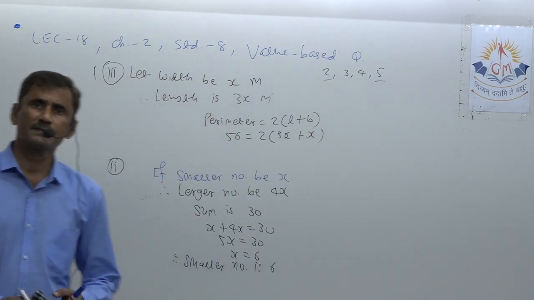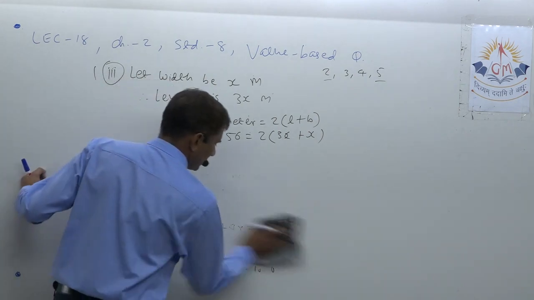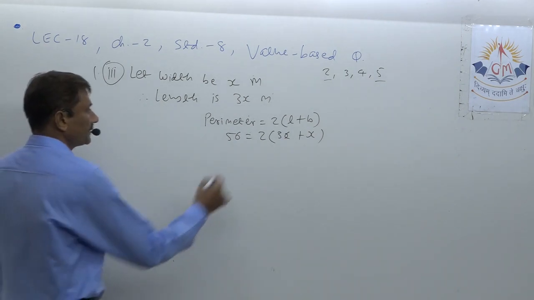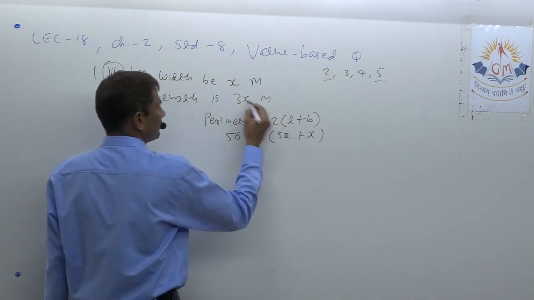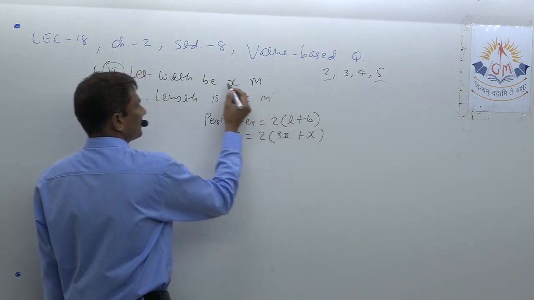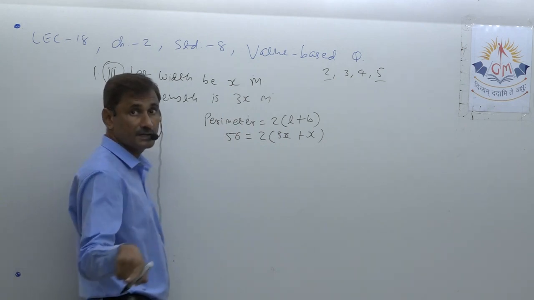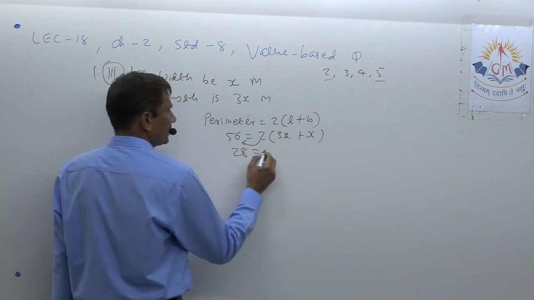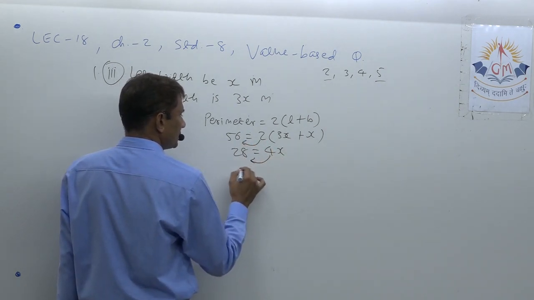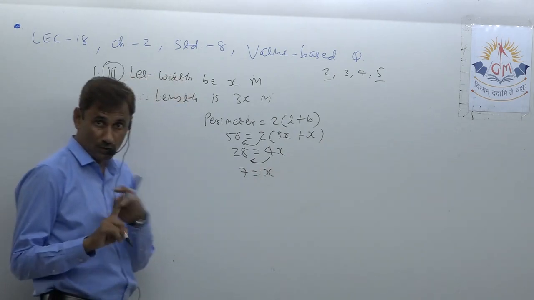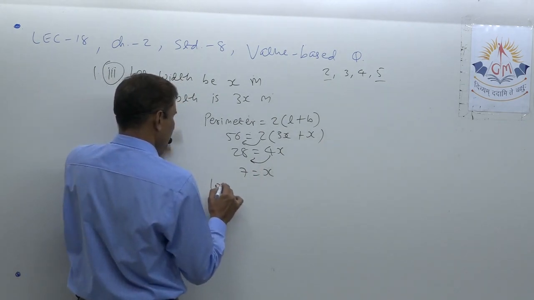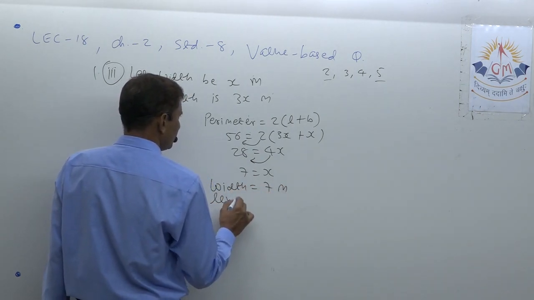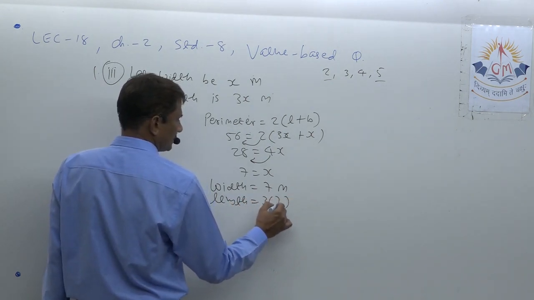Obviously solve, so you will have x. After finding x, you can find both the breadth and the length. Okay, so I put length 3x, breadth x. The length is 3x, they have given 3 times. Okay, so it will be 28. 2 comes here, so divided. 4x. Again 4 comes here, so divide. So x equals 7, meaning the width is x. Therefore, width equals 7 meter and length equals 3x. 3x means 3 into 7, 21 meter.